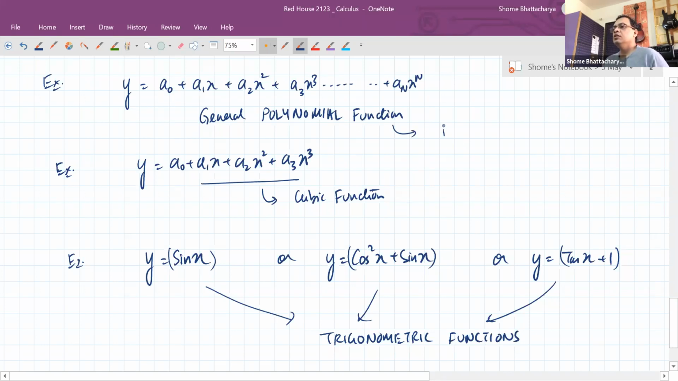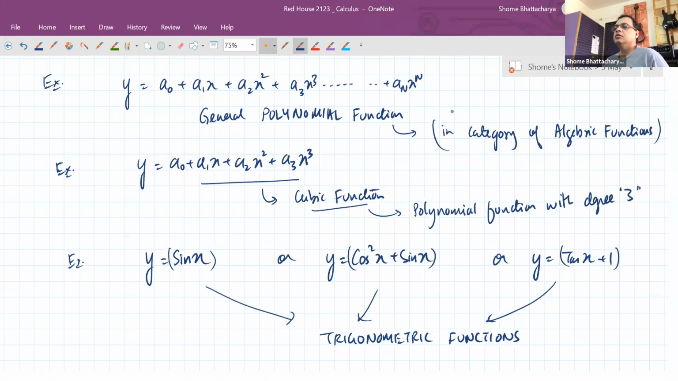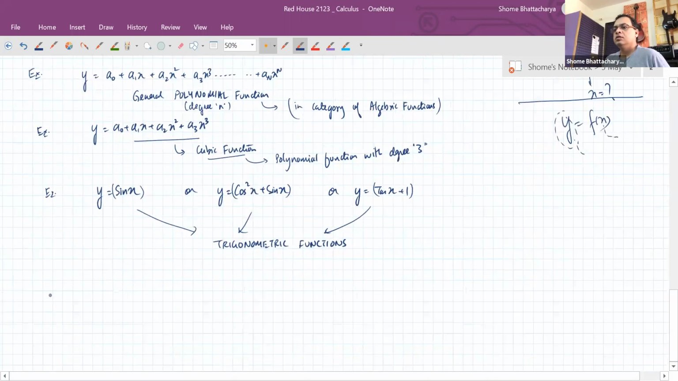Polynomial functions are in the category of what we call algebraic functions. And a cubic function is a special case of the polynomial function. It is a polynomial function with what we say is degree 3. Degree is the maximum power of x. So this one is of degree n, basically.